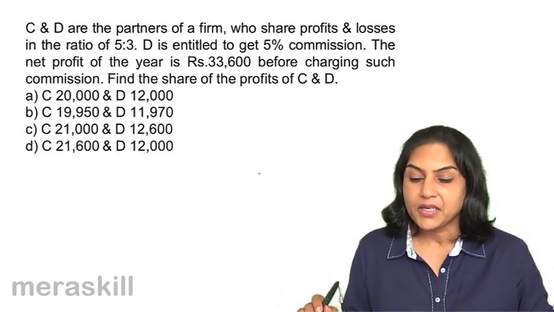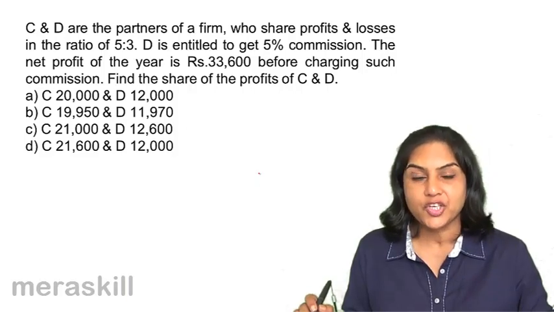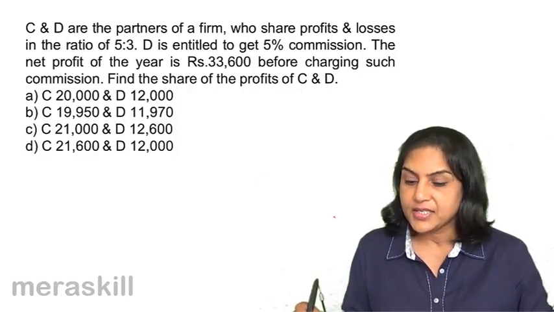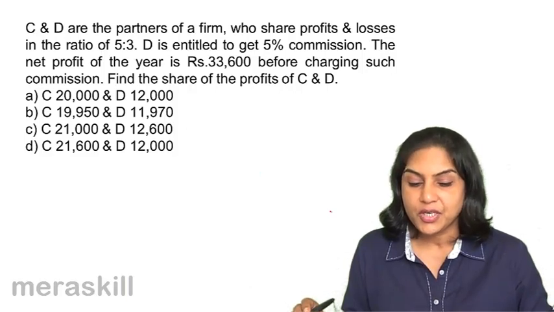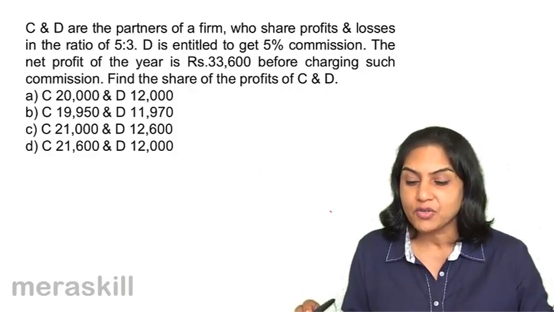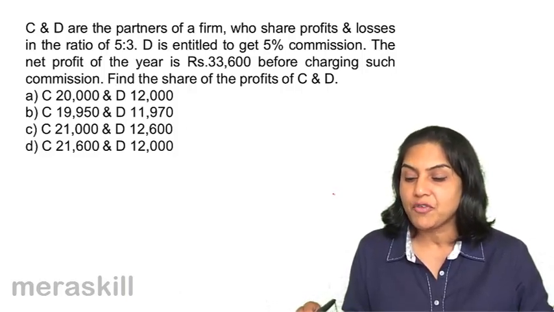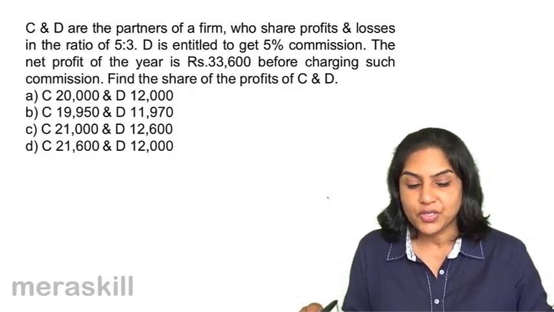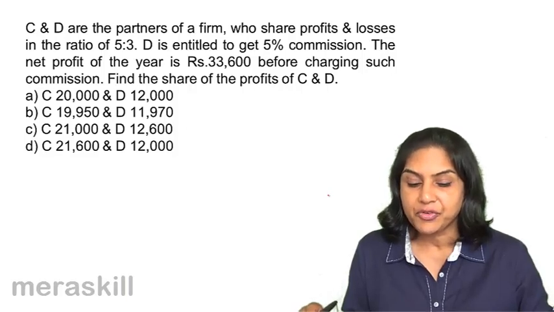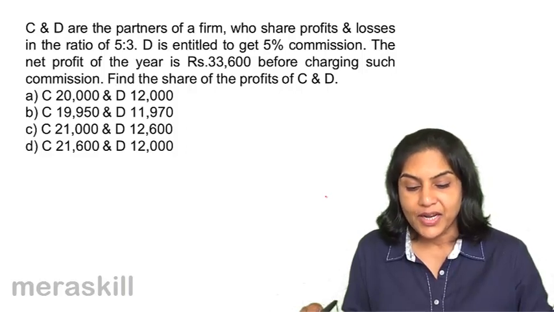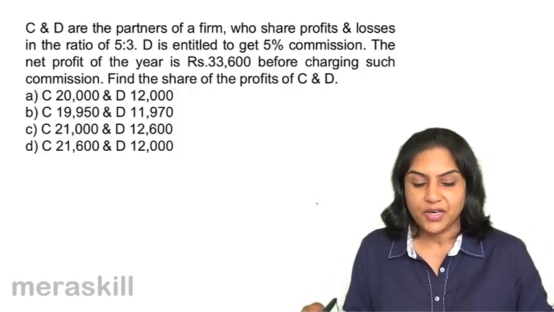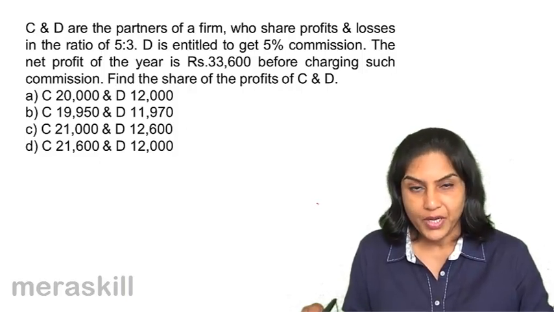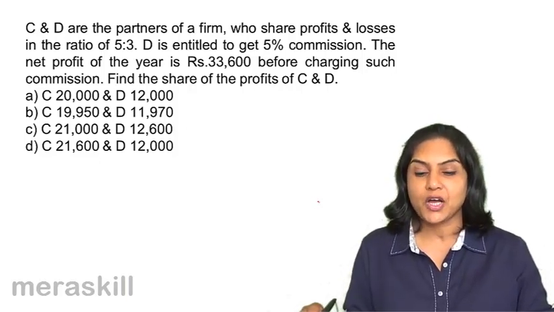C and D are the partners of a firm who share profits and losses in the ratio 5:3. D is entitled to get 5% commission. The net profit of the year is 33,600 before charging such commission. Find the share of profits of C and D. A. C 20,000, D 12,000. B. C will get 19,950, D will get 11,970. C. C will get 21,000, D 12,600, and the D option is that C will get 21,600 and D will get 12,000.